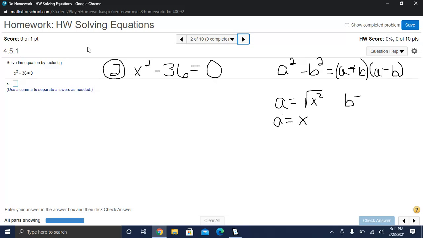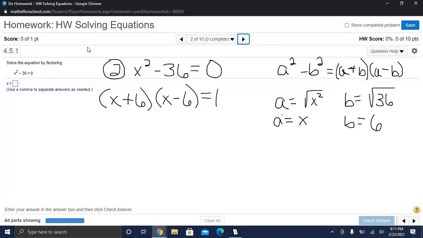And the b in our problem is the square root of 36. And so I can do the square root of 36, and that will be 6. So b is 6. So according to the formula, I would have two parentheses, x plus 6 times x minus 6 equals 0. Then I'll set each one of those parentheses equal to 0 individually and solve.